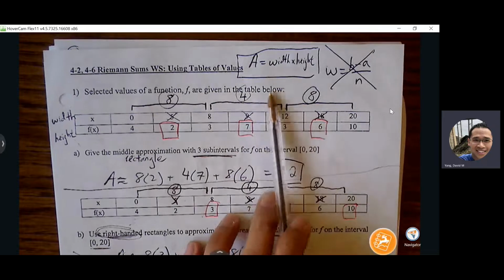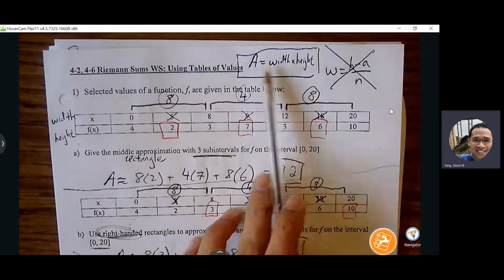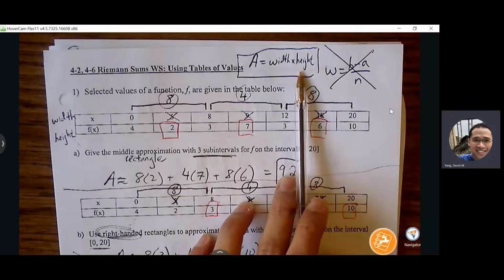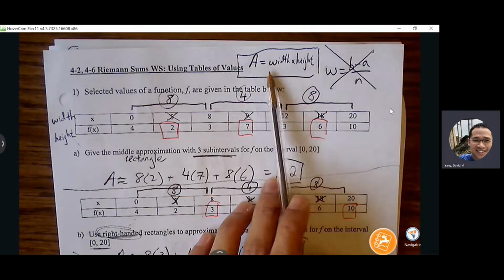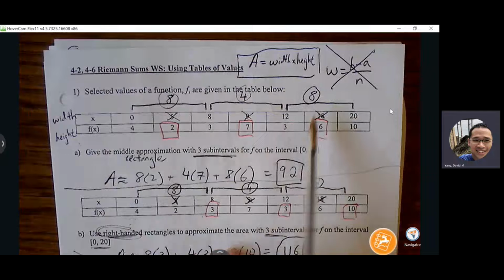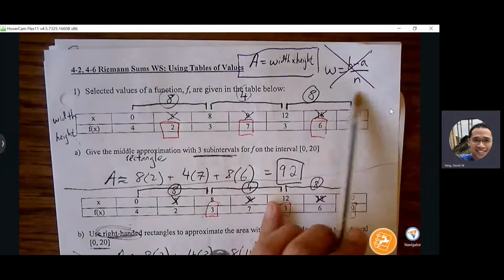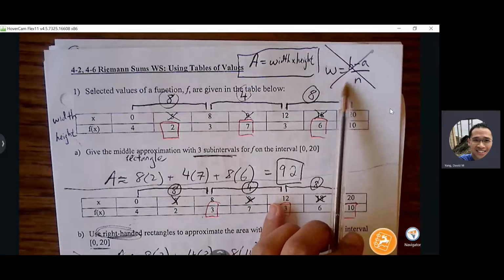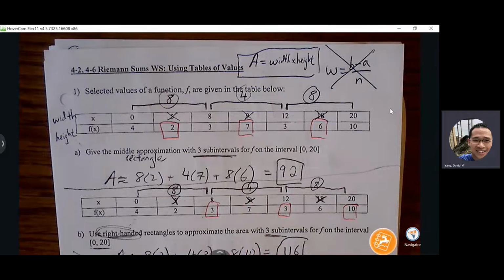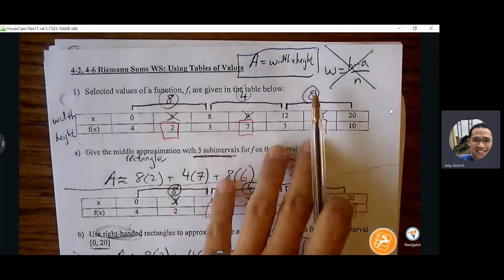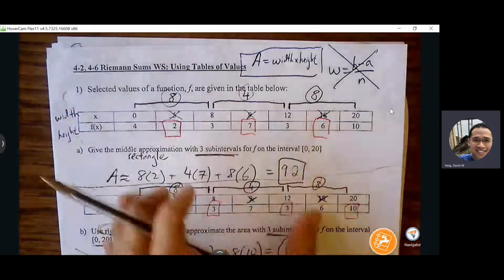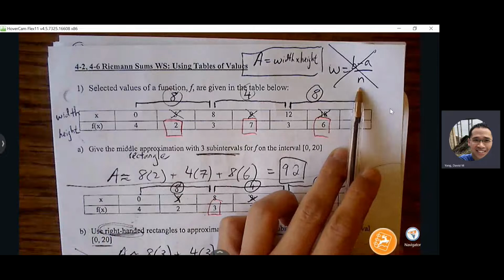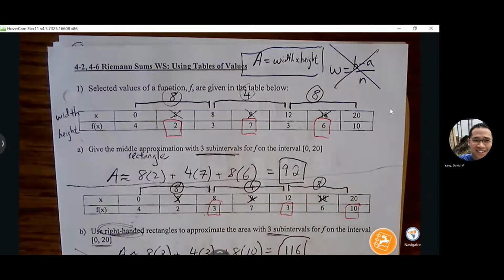So the big idea with all these problems, for most of these, it's just area of a rectangle. So just width times height. As soon as you see a table of values, you're never going to use this b minus a over n. You're only going to use this if there's nothing given to you except the function, the a, b, and the n value. Then we can build our width. But here, table of values, we're going to pull the width from the table. We're not going to create our own.